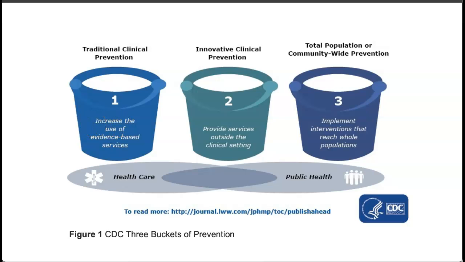Okay, so this is essentially the CDC 3 buckets of prevention. And what they're trying to say is that there should be some more overlap. So you see that we've got this bucket: increased use of evidence-based services, this traditional clinical prevention, this innovative clinical prevention, this total population or community-wide prevention, right? And that is where essentially public health is over here, healthcare is over here, and you can see that we definitely have some overlap between these two.